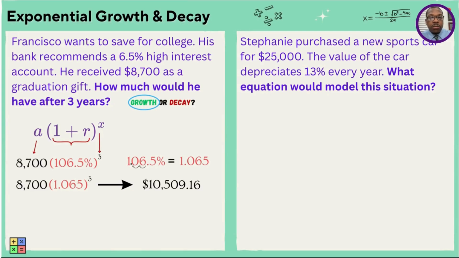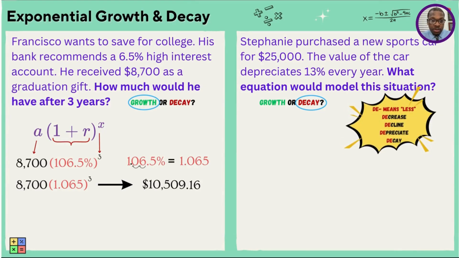Stephanie purchased a new sports car for $25,000. The value of the car depreciates 13% every year. What equation would model this situation where it depreciates for 13% every year? Okay, would this be considered a growth problem or a decay problem? Well, based on the wording, I think it would probably be considered a decay problem. So we need to use the decay formula.